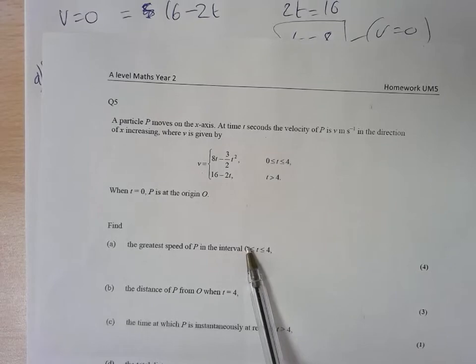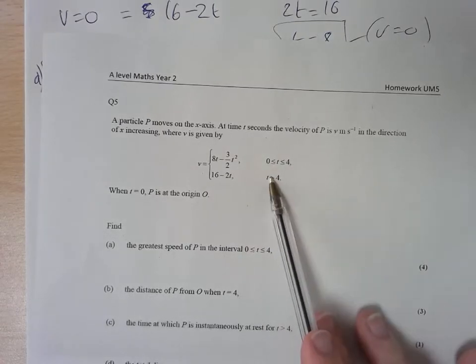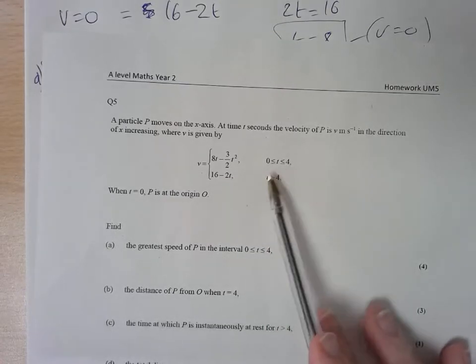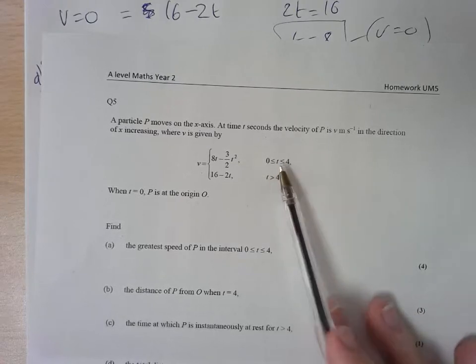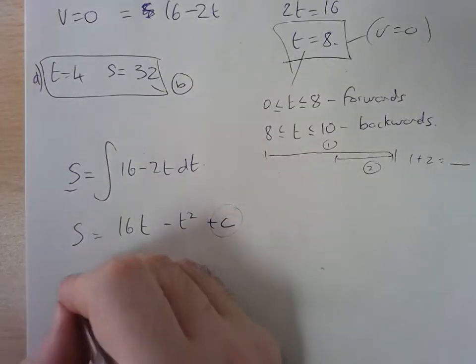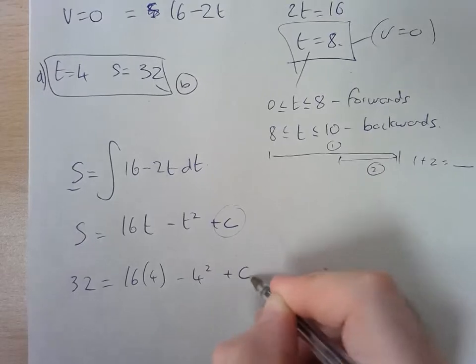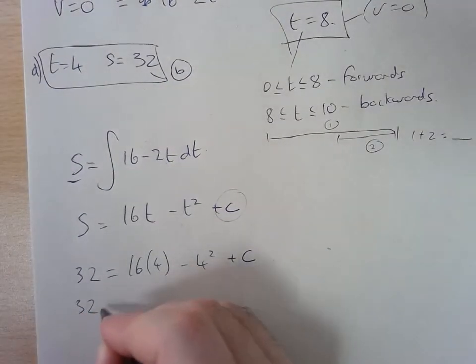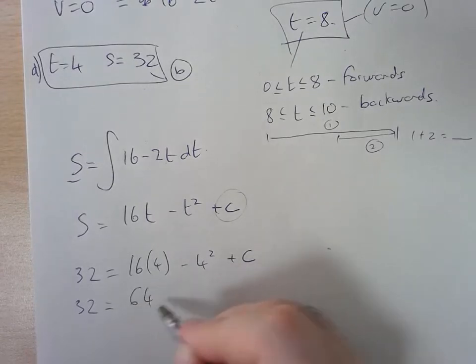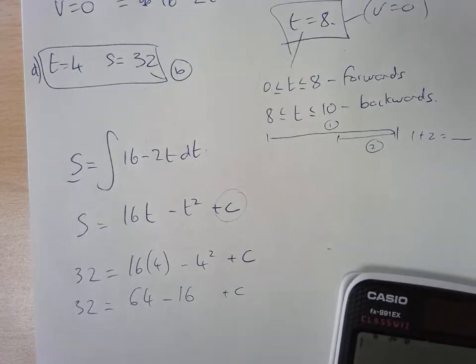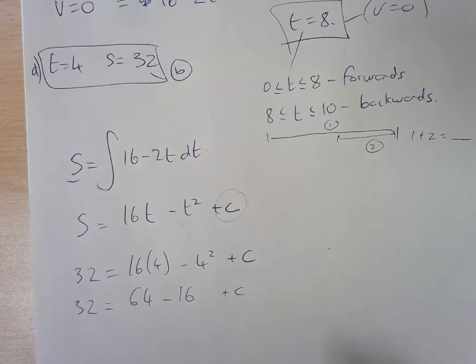because our initial conditions actually start with 0. And because 0 isn't part of this, we're going to use 4 as our initial condition for this. Because right at the start of here we have t equals 4, which is the kind of boundary point between these two, and we know the distance is 32. So we get 32 is 16 times 4 minus 4 squared plus c. So we get 32 equals 4 16s are 64 minus 16 plus c. If we do 32 minus 64 plus 16, we get minus 16. So we get c equals minus 16.